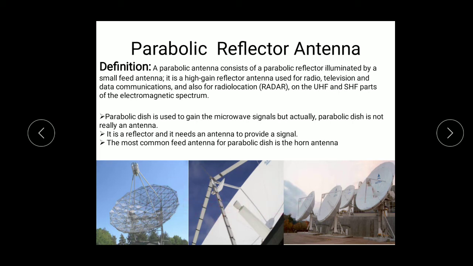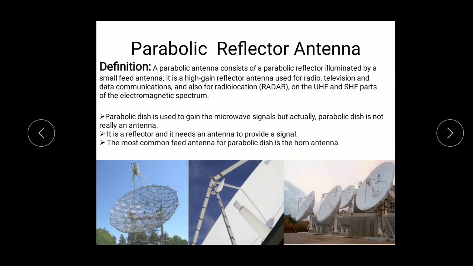A parabolic antenna consists of the parabolic reflector illuminated by a small feed antenna. It is a high gain reflector antenna used for radio, television and data communications, and also for radiolocation in the case of the radar system, on the UHF, ultra high frequency, and super high frequency parts of the electromagnetic spectrum.